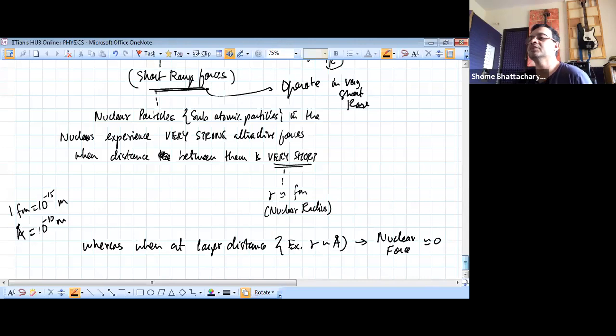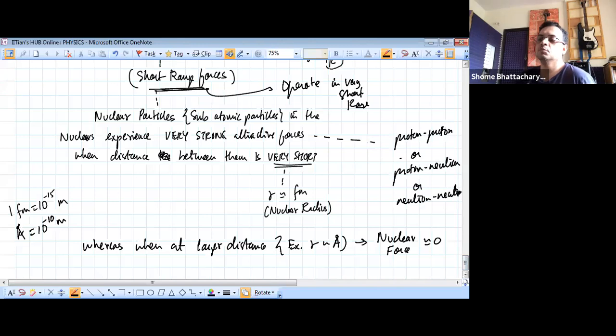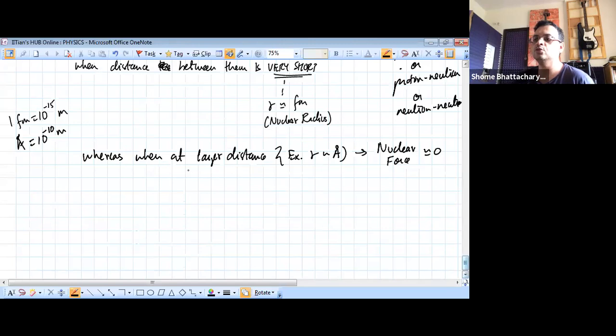So basically, these forces are the attractive forces between proton-proton or proton-neutron or neutron-neutron. These types of particles, when they are packed together in that smaller space, which is the size of the nucleus rather than the size of the atom, then they experience these strong forces. And this has to do with radioactivity.